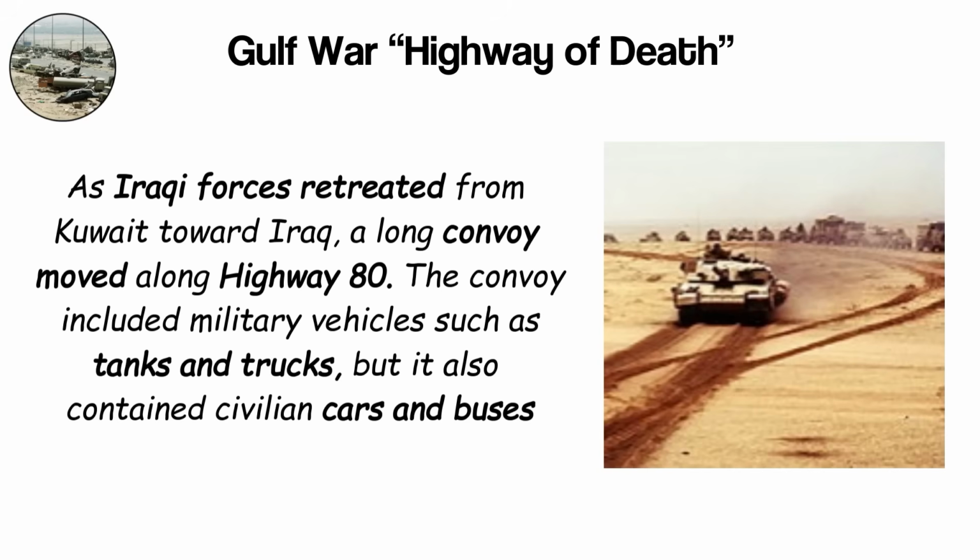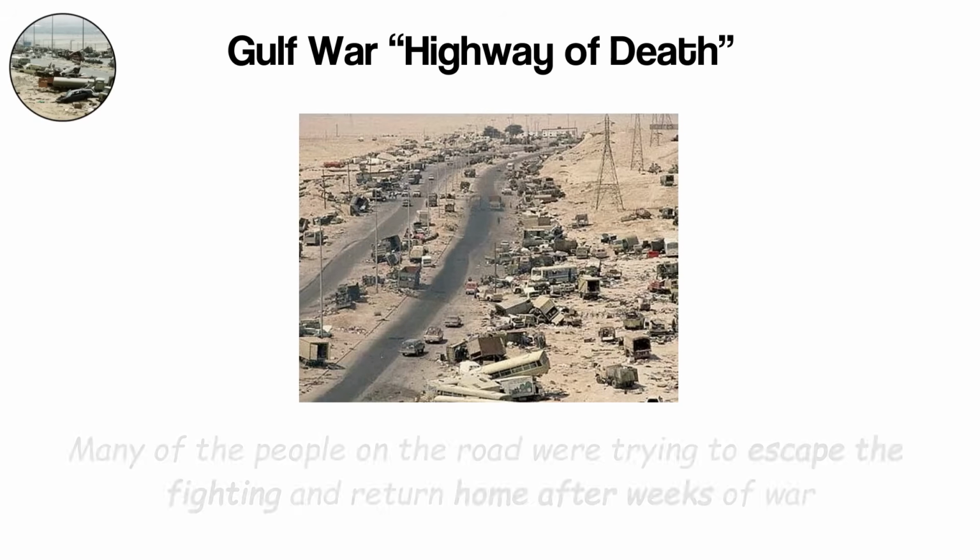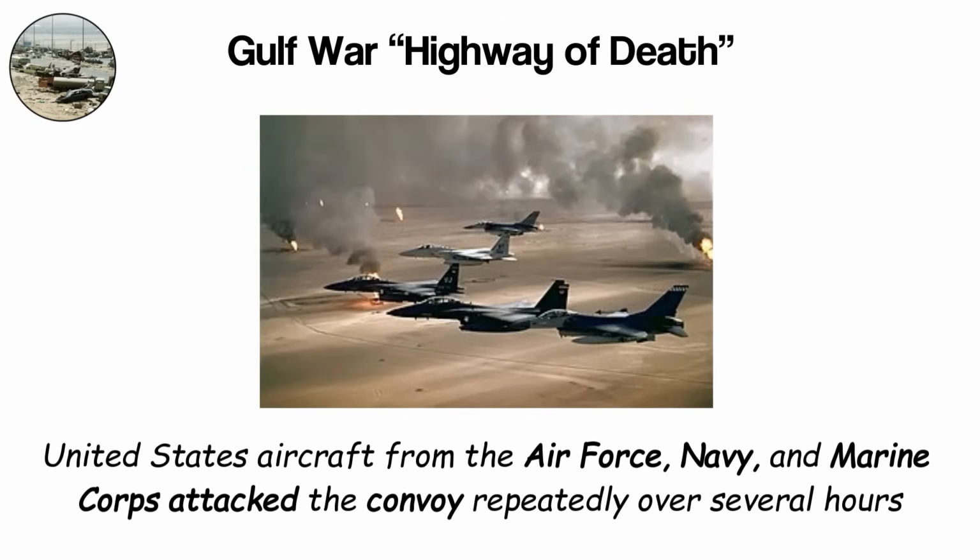The convoy included military vehicles, such as tanks and trucks, but it also contained civilian cars and buses. Many of the people on the road were trying to escape the fighting and return home after weeks of war. United States aircraft from the Air Force, Navy, and Marine Corps attacked the convoy repeatedly over several hours.